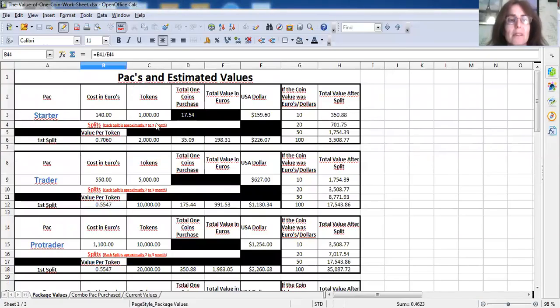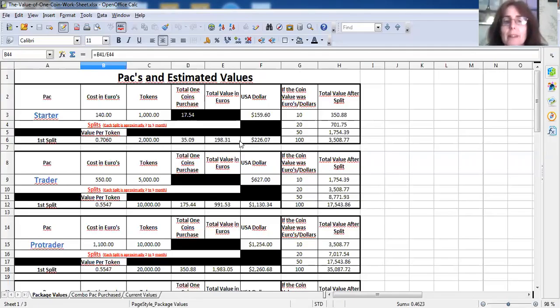So in England, you have to buy the starter pack, which is 140 euros, which today is about 110, 111 pounds. For 140 euros, you get 1,000 tokens, and then 2 to 3 months later, you get 2,000 tokens. Now, we've worked it out with our trusty maths that you can get just over 35 coins for 2,000 tokens. So the total value in euros is almost 200. So if you ignore the 30 euro admin thing, you've invested 110, 111 pounds, and you've got 198. So you've sort of doubled your money.